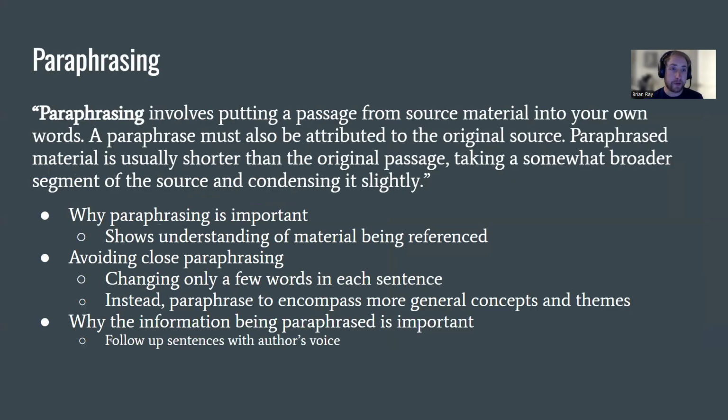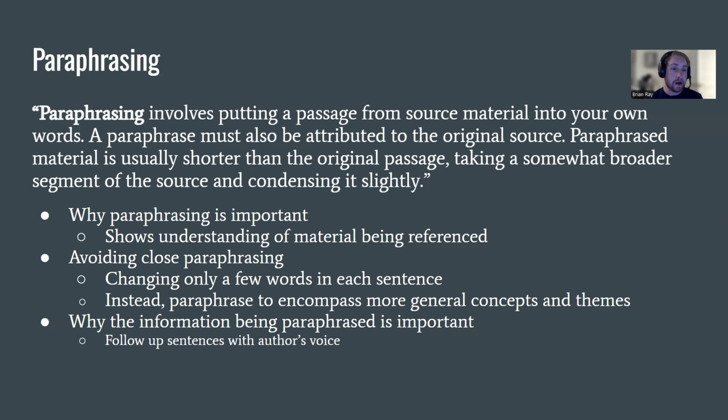The next thing is paraphrasing. This is the thing that's probably most commonly done to integrate a source. Paraphrasing involves putting a passage from source material into your own words. A paraphrase must also be attributed to the original source, same as quoting. Paraphrased material is usually shorter than the original passage, taking a somewhat broader segment of the source and condensing it. The reason that this is more powerful than maybe using a direct quote from a source is that by putting it into your own words, it shows that you understand the material and what the author is saying.